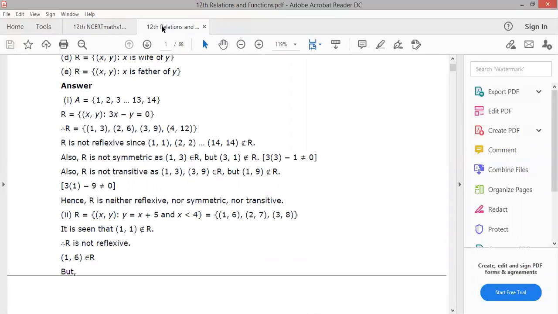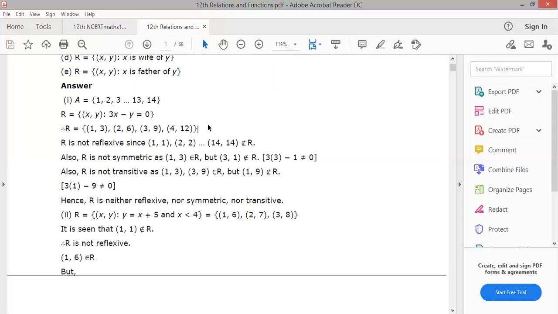For a reflexive relation, we should have (x, x) belongs to the given relation. Here we have 3x - y = 0, so we have to write those ordered pairs that satisfy this equality. The ordered pairs which satisfy this equality are (1, 3), (2, 6), (3, 9), (4, 12), because if you solve this equation, you get y = 3x. So you write y as 3 times x.